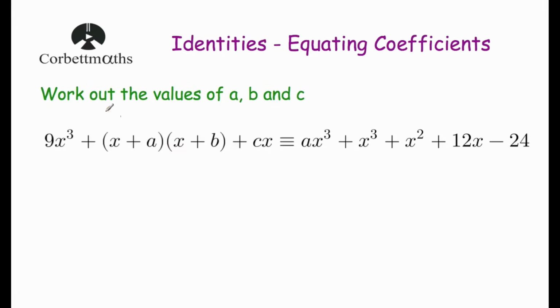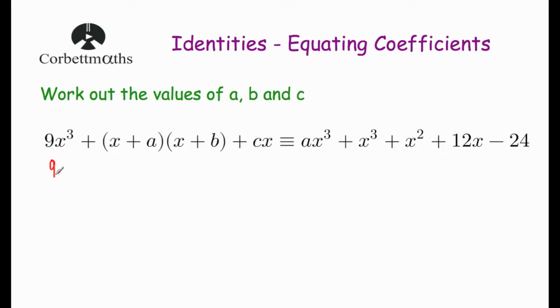Okay, so let's have a look at our last example. So our last example asks us to work out the value of a, b, and c. And here's our identity. It's 9x cubed plus, in brackets, x plus a, close brackets, and then in brackets again, x plus b, close brackets, plus cx, and that's equivalent to ax cubed plus x squared plus 12x minus 24. So first of all, let's start by expanding our brackets.